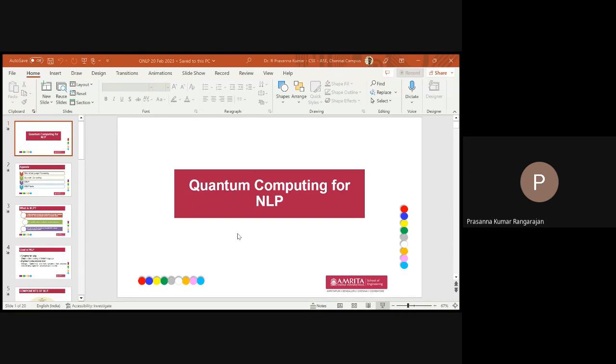NLU takes the unstructured text, as I told you, and converts it into a structured format. So the machine will be easily in a position to understand data that is in the structured format. An example for NLU is a chatbot. In a chatbot, the system or the computer understands the questions asked by the human being or the user, and it replies to us either by a text message or by voice messages. So an example for NLU is a simple chatbot.